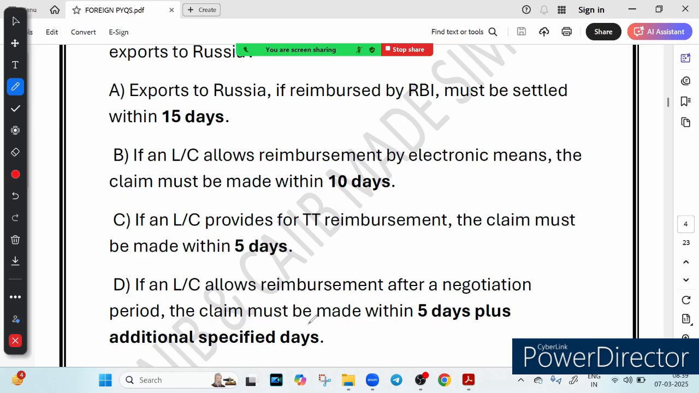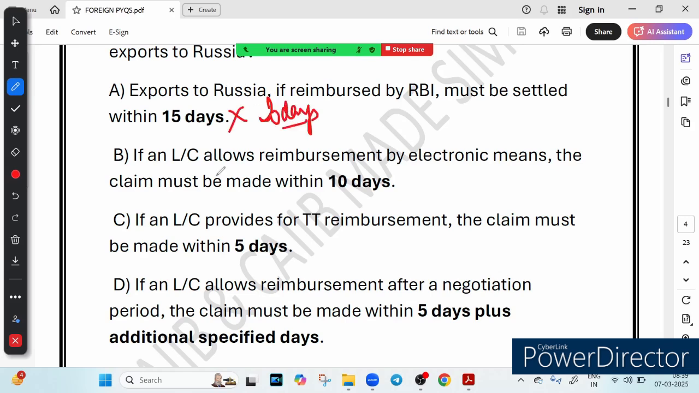Great. I hope you got your answer. Now let's break it down. Option A, export to Russia settled in 15 days. So what do you think? It says that export to Russia reimbursed by RBI must be settled within 15 days. However, the actual rule is that such reimbursement must be settled within 20 days, not 15 days. Right? So this is wrong.